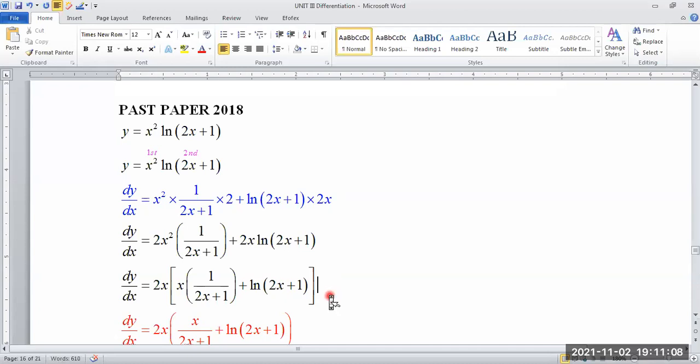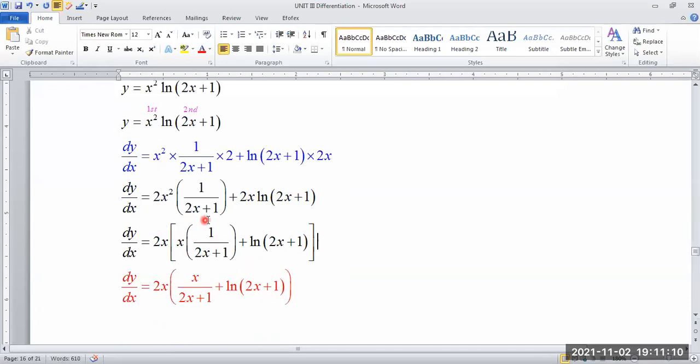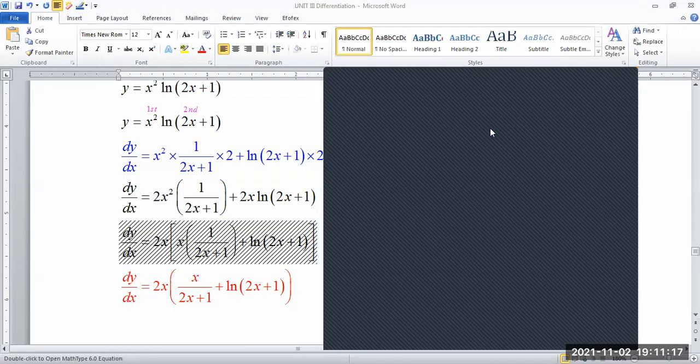How do you fix it up, sir? I fix it up by saying x times 1. Remember, this x is x over 1 in all. Any whole number can be written as a rational number by putting it over 1.